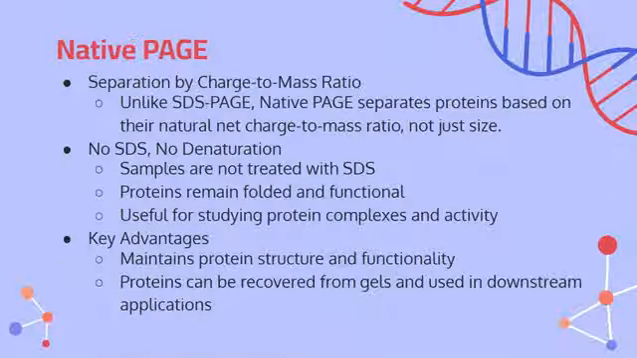So, native PAGE is a separation by charge to mass ratio. Unlike SDS-PAGE, native PAGE separates proteins based on their natural net charge to mass ratio, not just size. So no SDS, no denaturing. Samples are not treated with SDS. They remain folded and functional, and it's useful for studying protein complexes and activities. A key advantage of this is maintaining protein structure and functionality. Proteins can be recovered from gels and used in downstream applications.